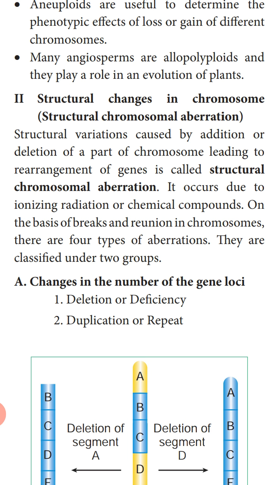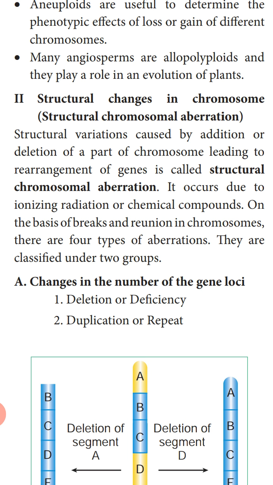Structural variation caused by addition or deletion of a part of a chromosome, leading to rearrangement of the genes, is called structural chromosomal aberration. As we have studied, structural changes in the chromosome are brought about by the addition or deletion of a part of the chromosome. In a chromosome, if any part is added or deleted, as a result, what will happen? Again, the rearrangement of genes takes place. This causes variation in the structure of the chromosome. This is called structural chromosomal aberration.